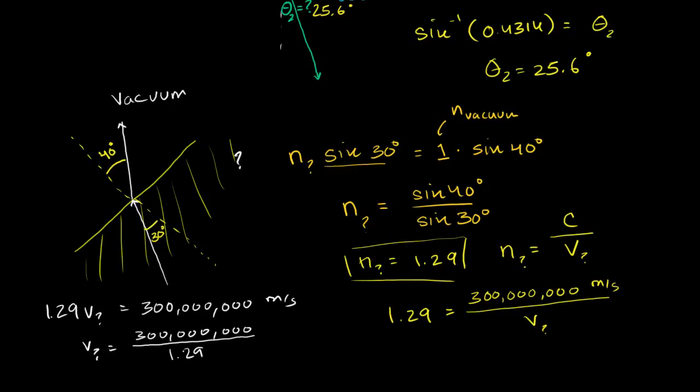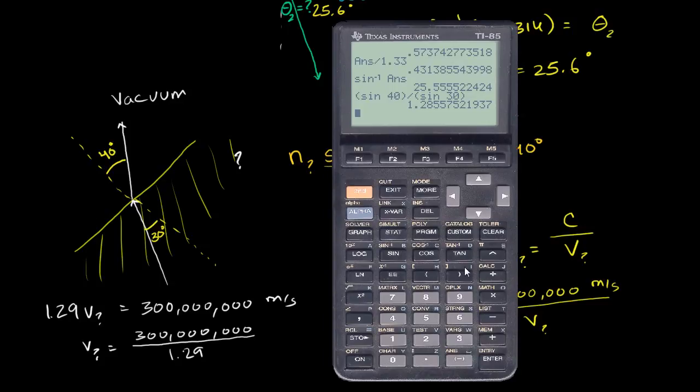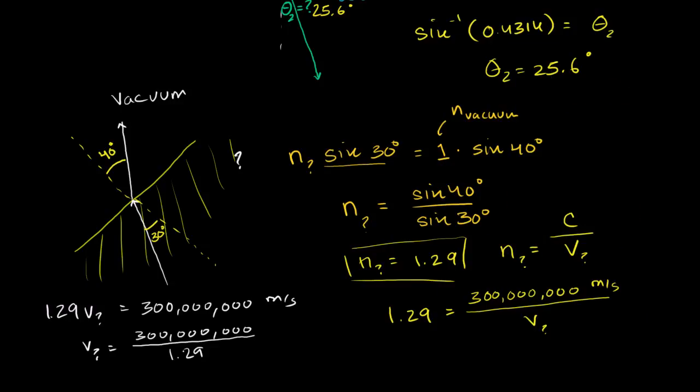But let's figure out its velocity. So in this material, light will travel, that's 300 million divided by 1.29. Light will travel a super slow 232 million meters per second. So this is approximately, just to round off, 232 million meters per second.